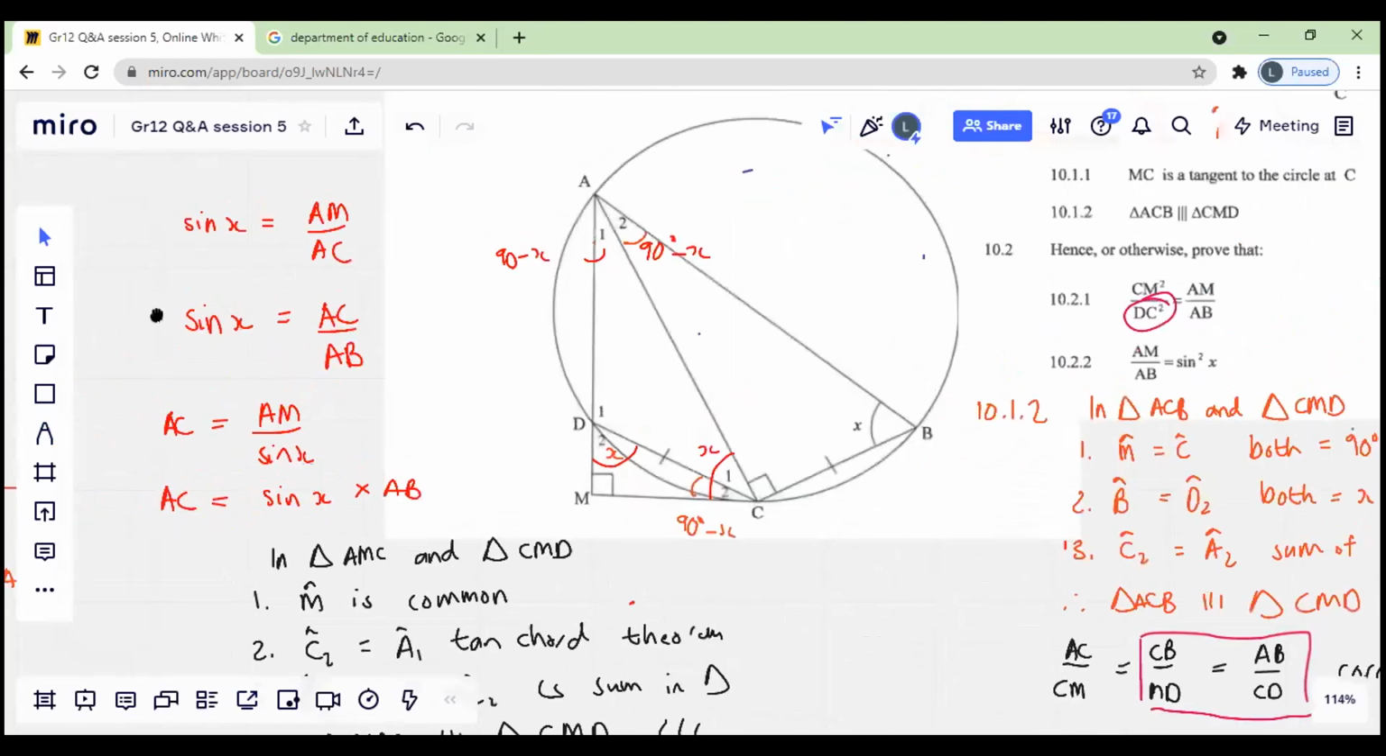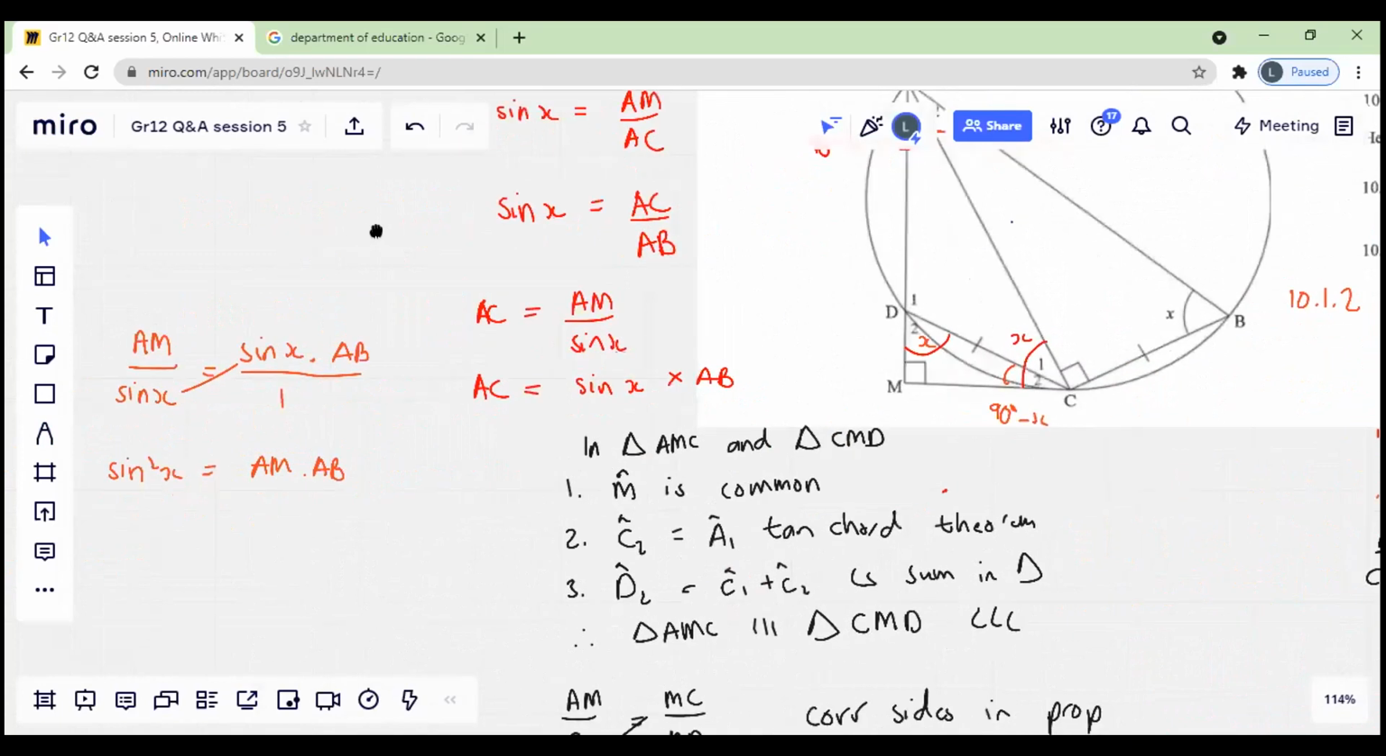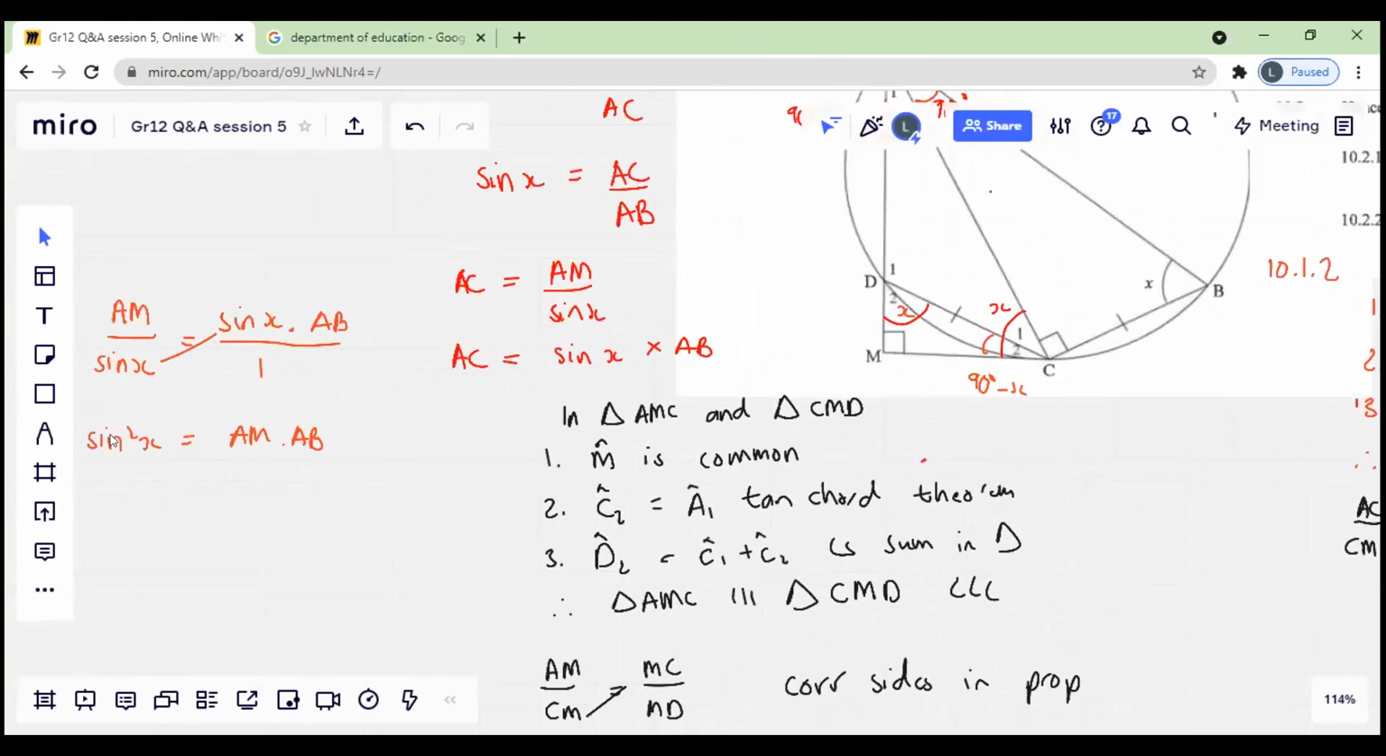Then it would be sine squared X times AB is equal to AM. Just say that again. You see where you cross multiply the sine X? It would be sine squared X times that, all of that is equal to AM, and then you'd have to divide. Oh, of course, of course. I'm just being dumb, aren't I? Sorry, quite right. Thank you.